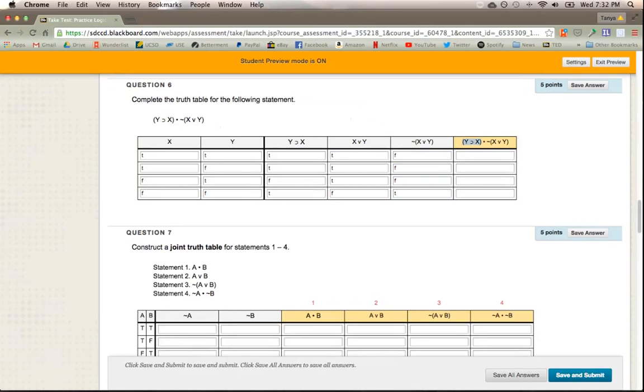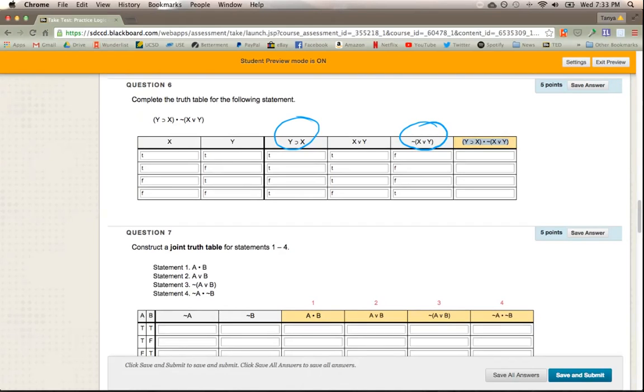Final column. This is a conjunction. What are the parts? Here is one of the conjuncts, and the other one is the negation of X or Y. So here's the other one. A conjunction has one special case, right? It's only true when both conjuncts are true, and on every other row, in every other case, it's false.